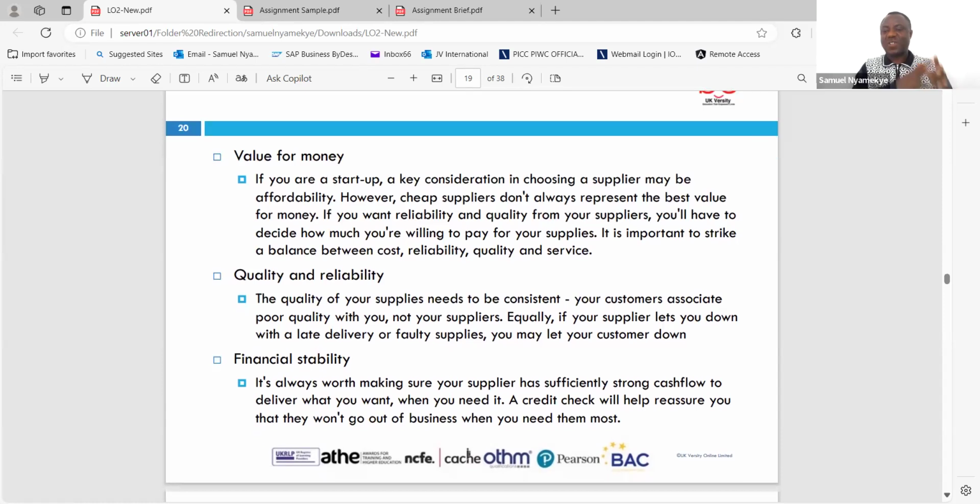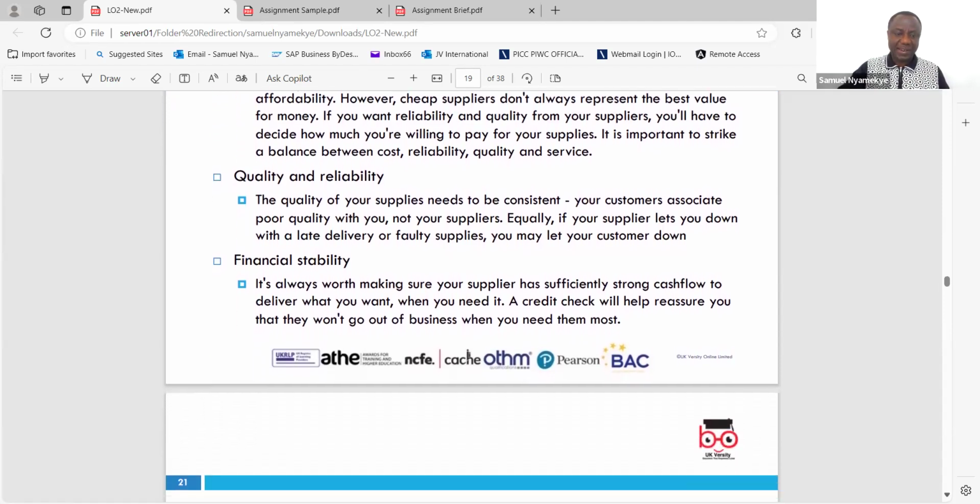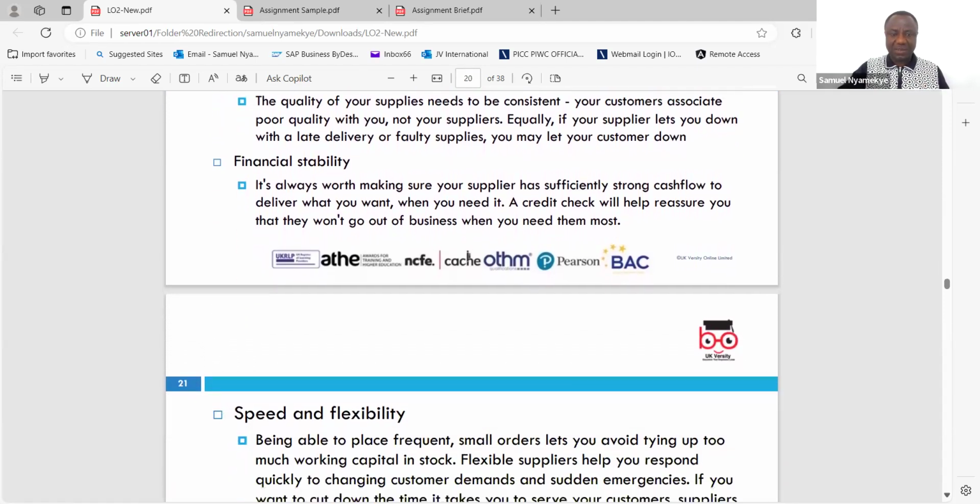It's not only the cost, but quality. We are talking about reliability, quality. So extremely important. Financial stability. They're sufficiently strong with cash flow to sometimes even do a credit check to reassure yourself that these are the right people.